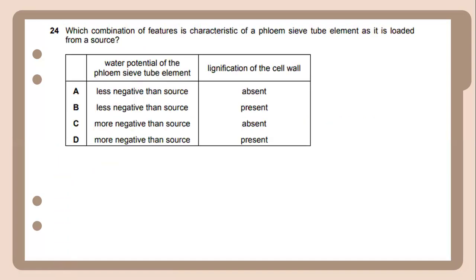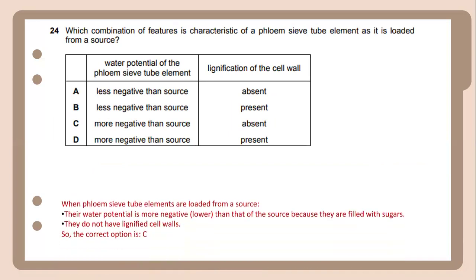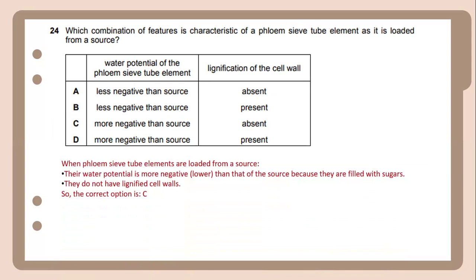Which combination of features is a characteristic of a fully loaded sieve tube element as it is loaded from a source? This can be explained through their water potential being more negative, which is lower than that of the source, because they are filled with sugars. They do not have lignified cell walls. So the correct option will be C.